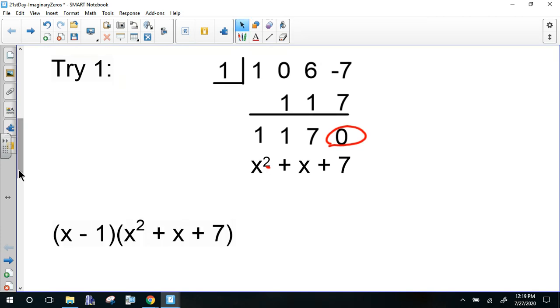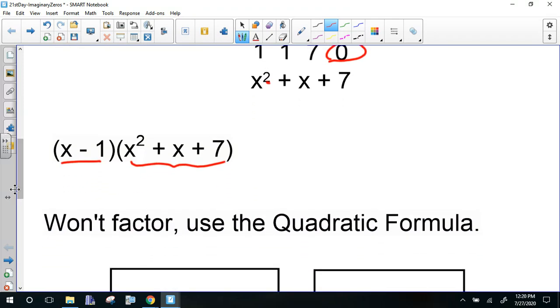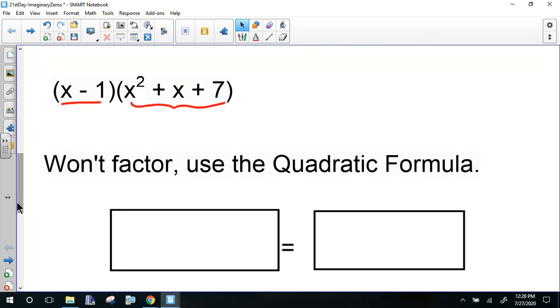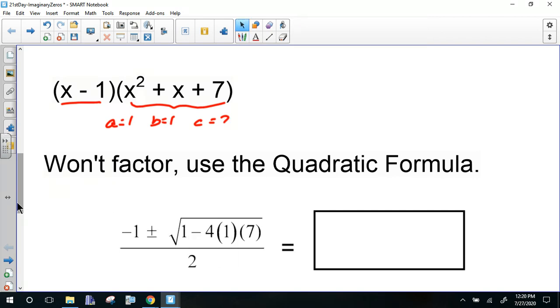Okay? So I know that x minus 1 is a factor, and now I need to factor the rest of it. Well, it won't factor because there's no factors of 7 that add up to give me 1. So I must use the quadratic formula. In this one, my A is 1, my B is 1, my C is 7. Put those into the quadratic formula.